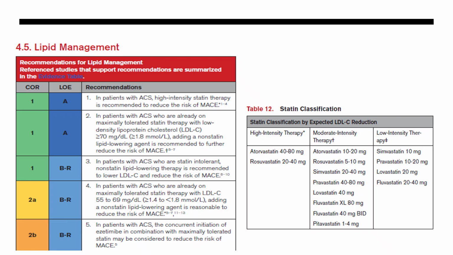Lipid management. In patients with acute coronary syndrome, high-intensity statin therapy is recommended to reduce major adverse cardiac events. Okay, so when we talk about high-intensity statin therapy, we are referring to atorvastatin or rosuvastatin. The doses are atorvastatin 40 to 80 milligrams once a day, or rosuvastatin 20 to 40 milligrams once a day.